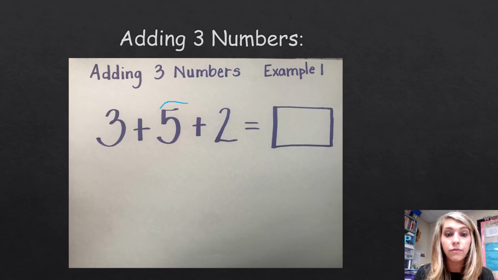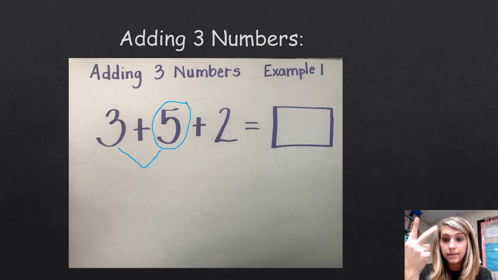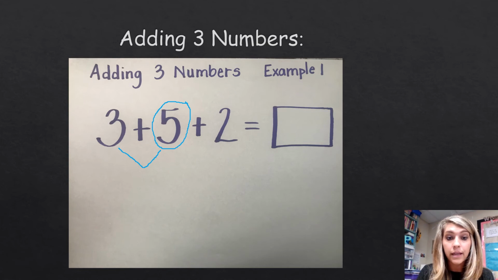So I'm going to circle 5, and from here I'm going to choose another number to add to 5. I'm going to pick 3. If you want to pick 2, that's fine, but I'm going to pick 3, and I'm going to draw a little arrow showing that I'm doing 5 plus 3. So I've circled 5. Now I'm going to count on 3. I've got 5 in my head, 6, 7, 8. So I know that 5 plus 3 is 8.